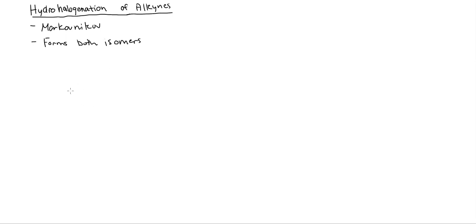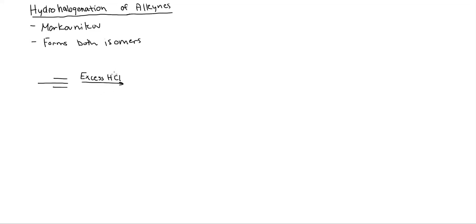So let's start off with this 3-carbon alkyne, and I'm going to put this with excess HCl. I can use HCl, HI, HBr, whatever, it doesn't matter. We'll talk about the excess HCl in a second. So what does this do?